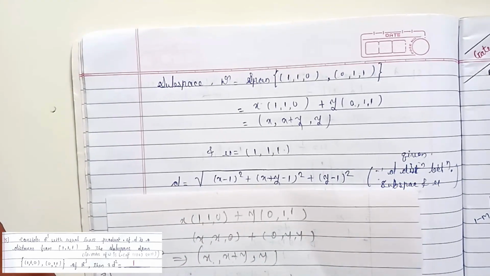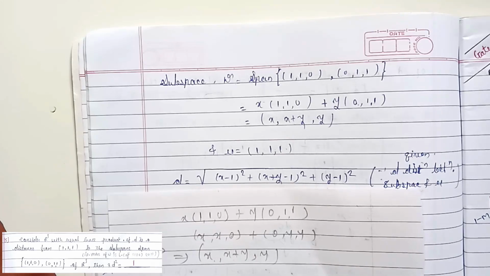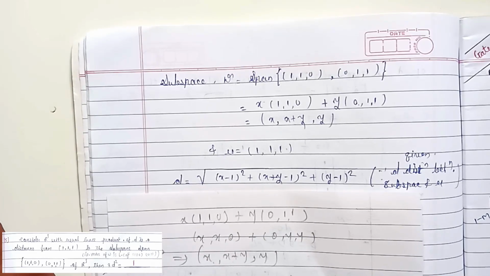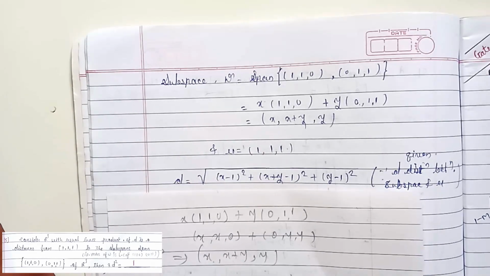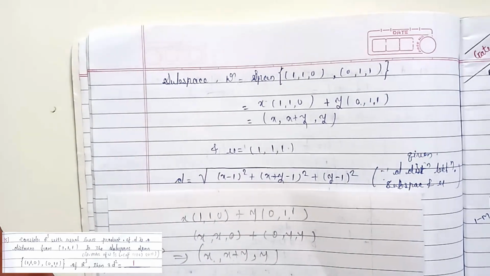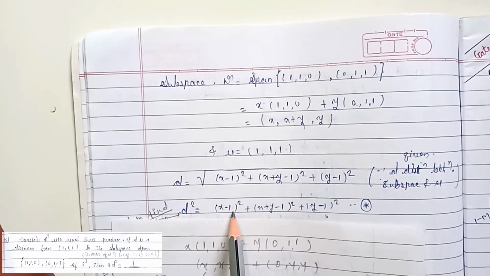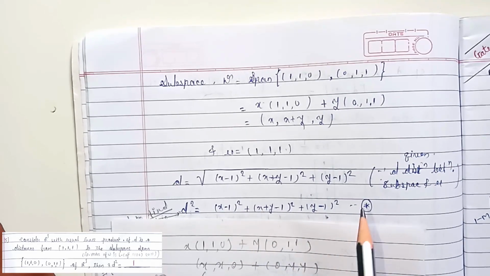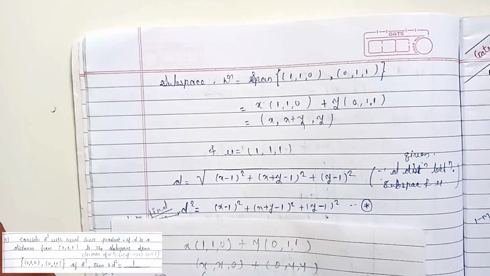Remember what we have to find: we have to find the value of 3d square. So for finding that, just work on the value of d only. If d is under a square root, we get d square by removing the square root. So d square is (x minus 1) squared plus (x plus y minus 1) squared plus (y minus 1) squared. So I got the value for d square, and now we want the value for 3d square.